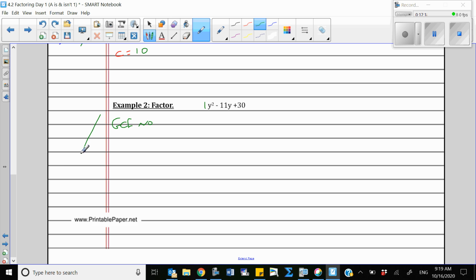So I'm going to use my big X here. On top goes A times C, which is 30. And on the bottom goes B, which is 11. Now I need to find two numbers that multiply to 30 and add up to 11.